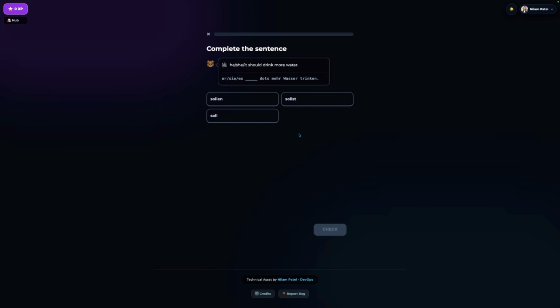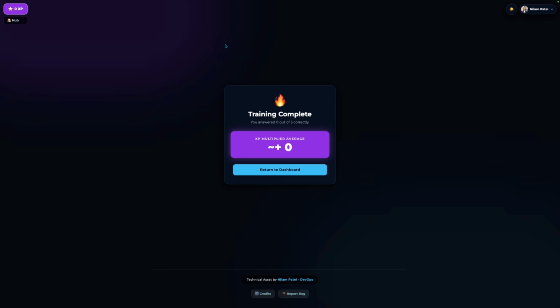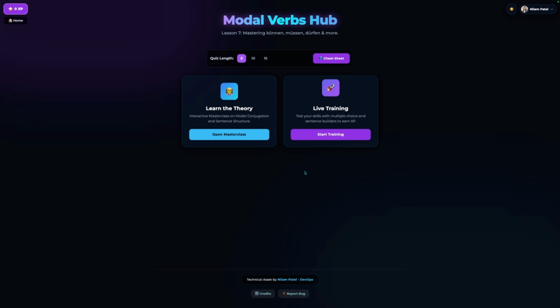By clicking this start training button here, you will answer multiple choice questions and build German sentences related to today's lesson. The exercises are designed to help you understand how modal verbs are used in real life situations. As you complete the questions, you will earn XP points, which make learning more engaging and motivate you to keep practicing consistently. The goal of the practice hub is not just to test your knowledge, but to help you build your confidence. If you make a mistake, don't worry, that's a part of learning. Review the explanation, try again, and you will improve with every attempt.